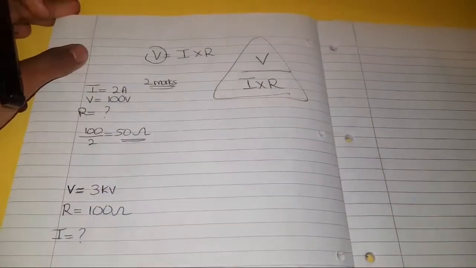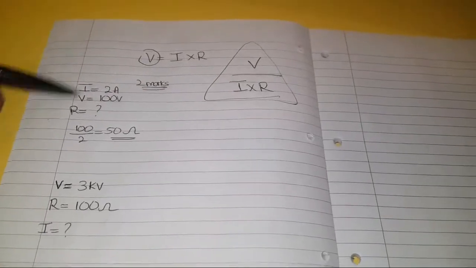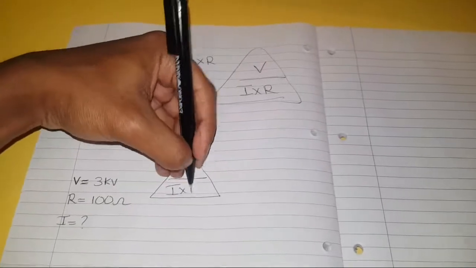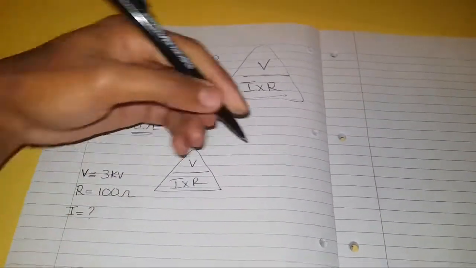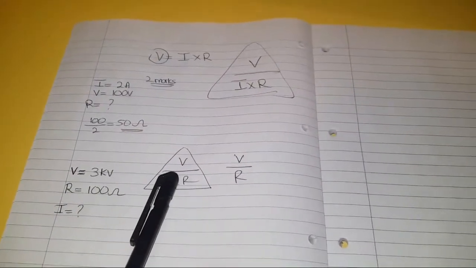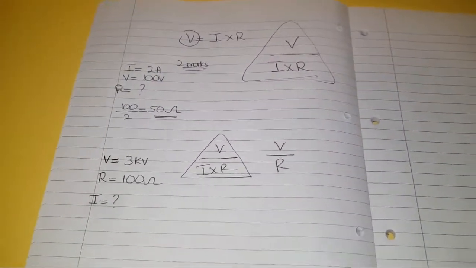But if you guys look at the triangle, I suggest you just make the triangle all the time. If we're trying to look for I, what's on the top? V is on the top over R. So if you cover it like that, 0.03. Okay, you guys are almost there. You might get half the marks.